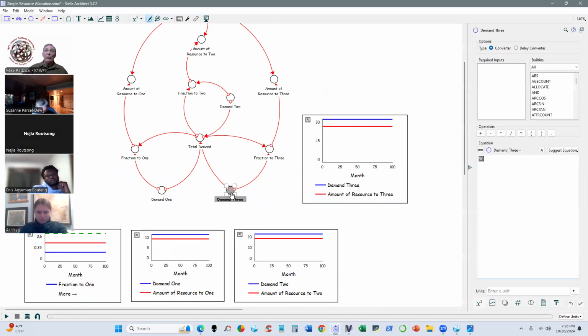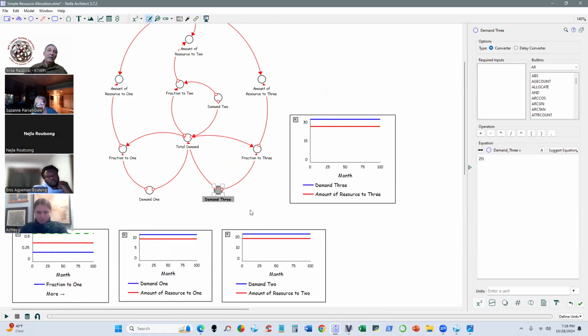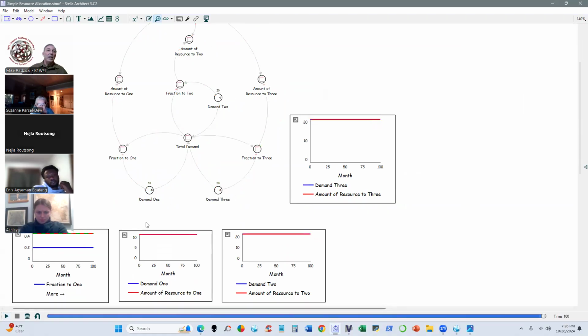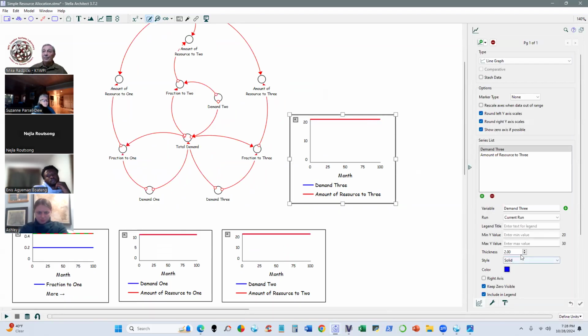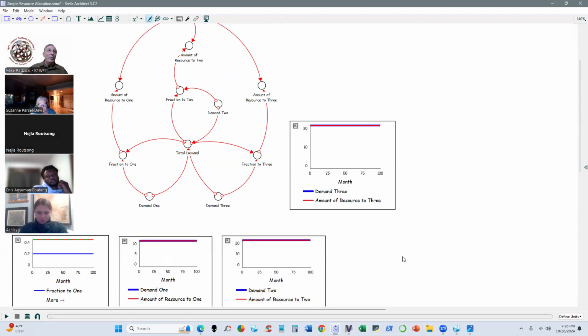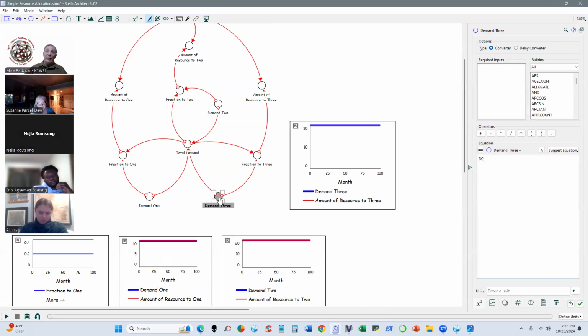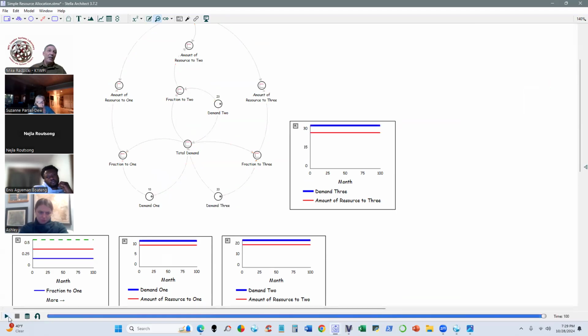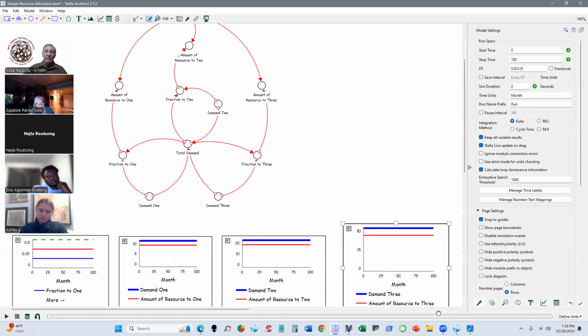Okay, so if demand 3 was, what, 20? Now everybody gets what they want. I should have taken the time to make that bigger so you can see. Because demand and supply were the same, right? But if there's not enough to go around, it has to be allocated, right? Okay, how are we doing so far? Everybody sees that, gets that?